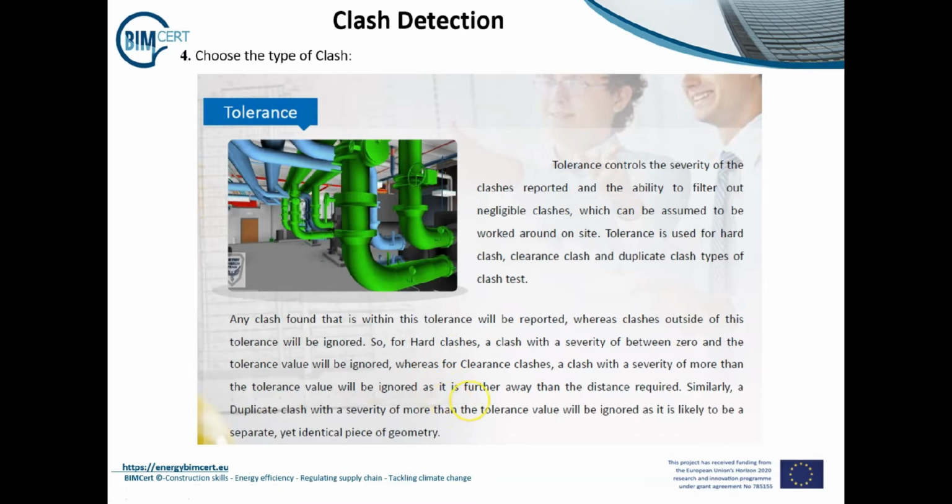So for hard clashes, a clash with a severity of between 0 and the tolerance value will be ignored, whereas for a clearance clash, a clash with a severity of more than the tolerance value will be ignored as it's further away than the distance required. Similarly, a duplicate clash with a severity of more than the tolerance value will be ignored, as this is likely to be a separate yet identical piece of geometry. Tolerance is a distance that we allow our objects to intersect or be apart from each other before we are notified of a potential clash.